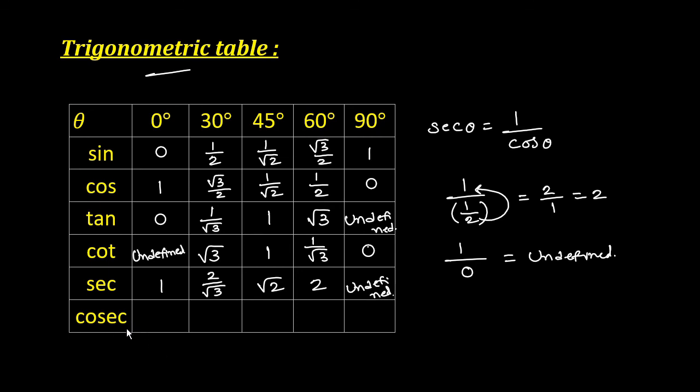Now to find out the values of cosecant, you can find out in two ways. You can use the formula cosecant theta equals 1 by sin theta and apply this formula for every angle. Otherwise, you can reverse the order of secant values and write them in cosecant. Undefined first. Next 2. Next root 2. Next 2 by root 3.